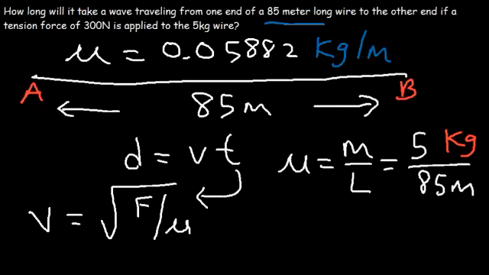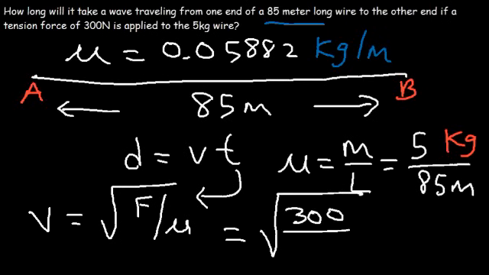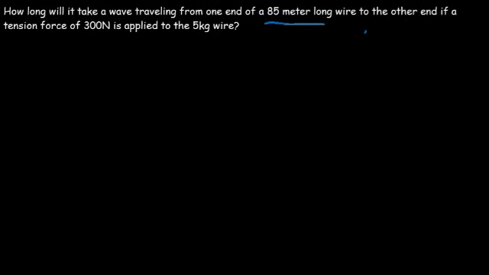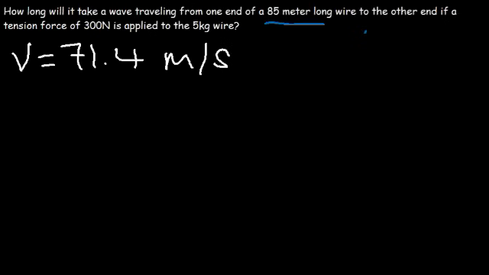Now let's plug it into this formula. So the speed is going to be the square root of the tension force, which is 300, divided by the linear density. 300 divided by 0.05882, that's 5100. And the square root of that number is 71.4. So V is 71.4 meters per second.